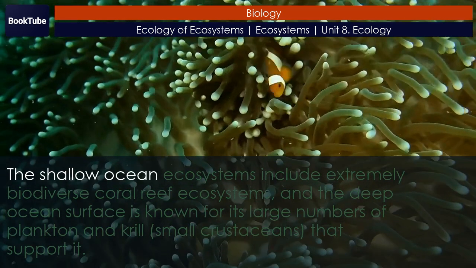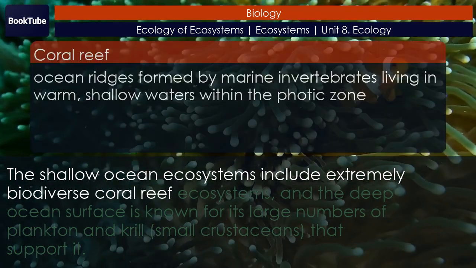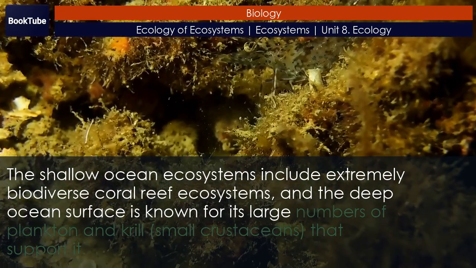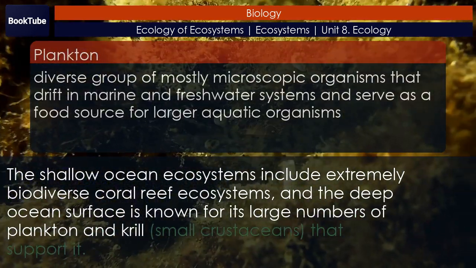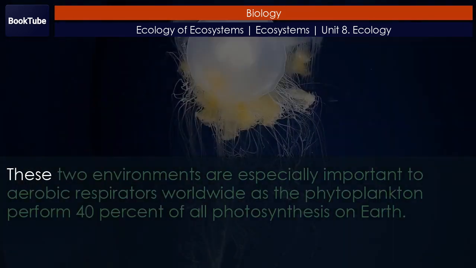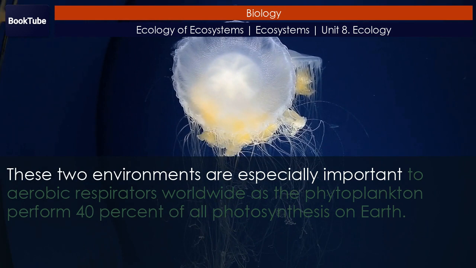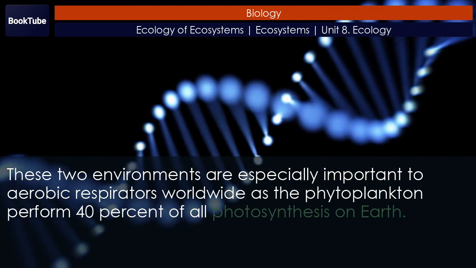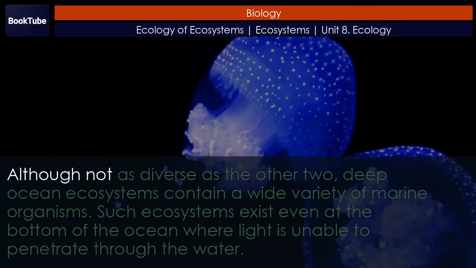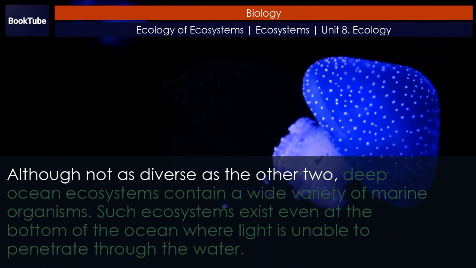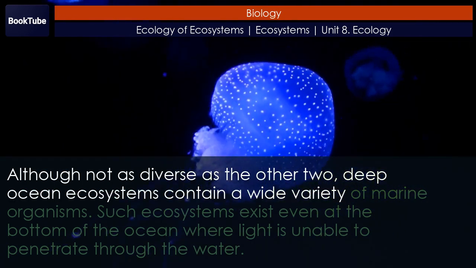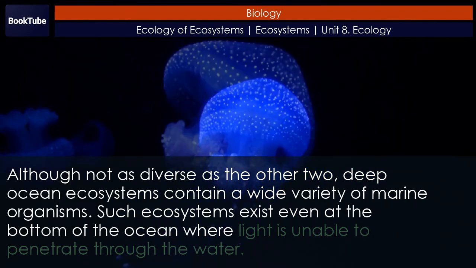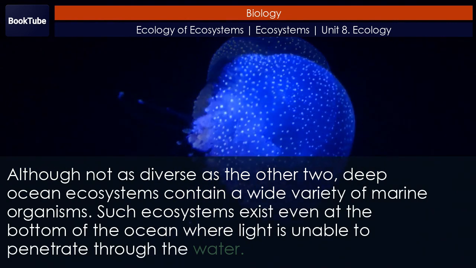The shallow ocean ecosystems include extremely biodiverse coral reef ecosystems, and the deep ocean surface is known for its large numbers of plankton and krill, small crustaceans, that support it. These two environments are especially important to aerobic respirators worldwide, as the phytoplankton perform 40% of all photosynthesis on Earth, although not as diverse as the other two. Deep ocean ecosystems contain a wide variety of marine organisms. Such ecosystems exist even at the bottom of the ocean, where light is unable to penetrate through the water.